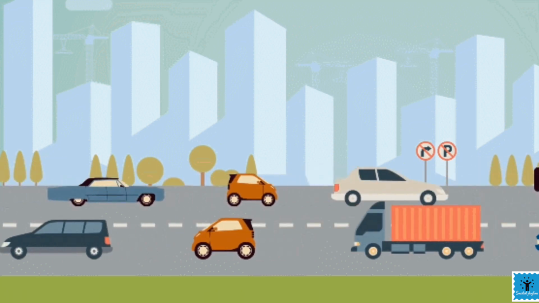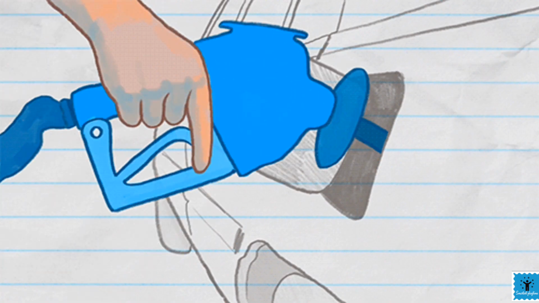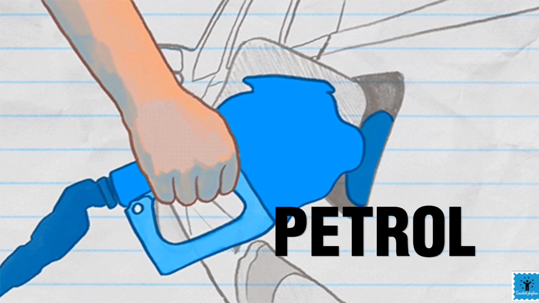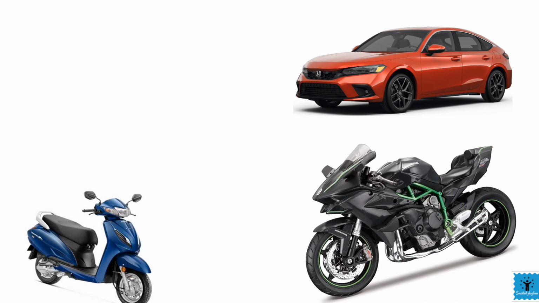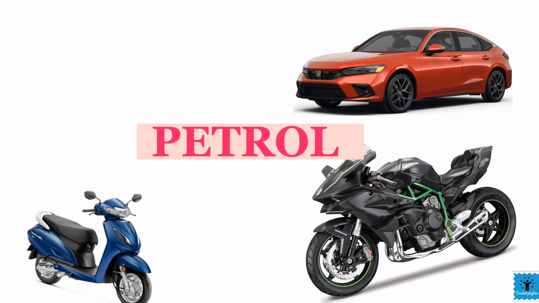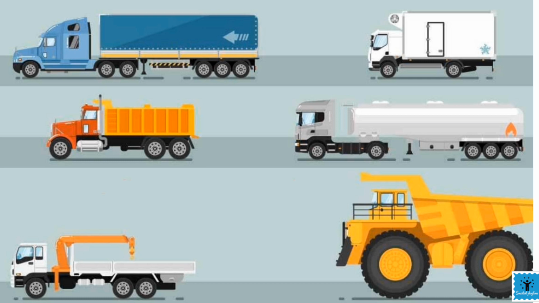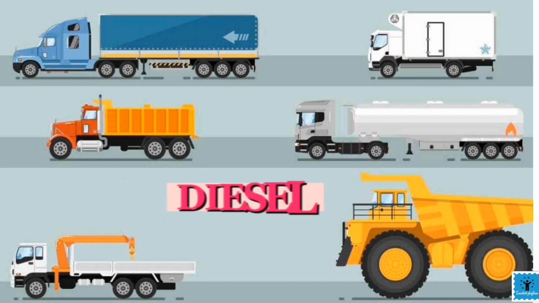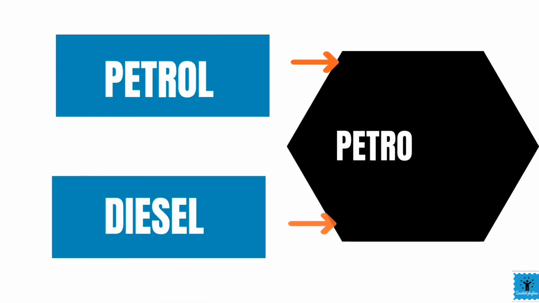But in our car, which fuel do we use? Yes, we use petrol. All light automobiles such as motorcycles, scooters, cars use petrol as a fuel. And all heavy motor vehicles like trucks, tractors run on diesel. Petrol and diesel are obtained from another natural resource called petroleum.